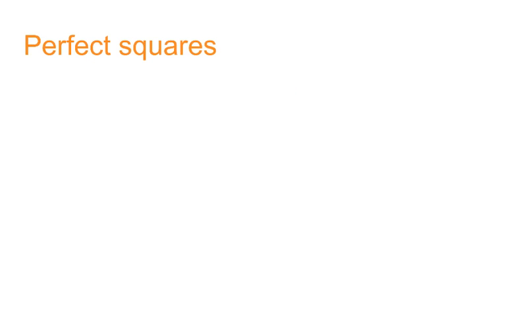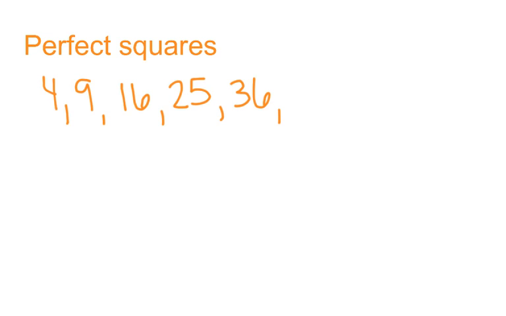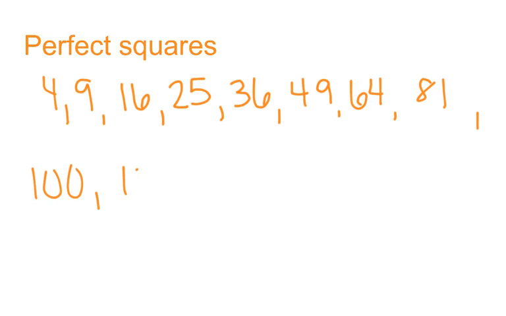So we know our perfect squares are when a number is multiplied by itself. So 2 times 2 is 4. All right, 3 times 3 is 9. 4 times 4 is 16. 5 times 5 is 25. 36, 49, 64, 81, 100, 121, 144. They continue on. All right, this is up to 12 because 12 times 12 gives you 144. So these will continue, but you should memorize up to 144.